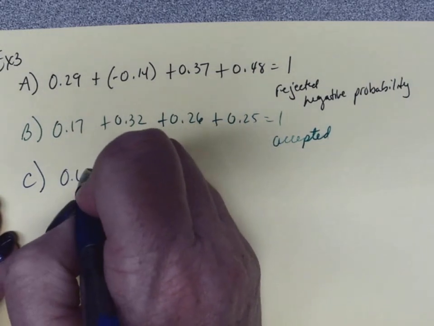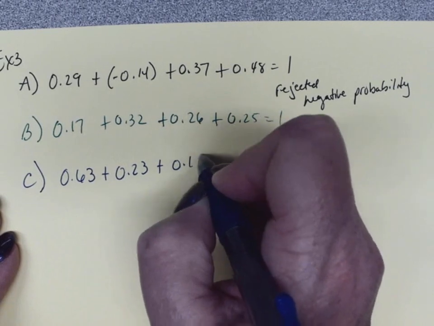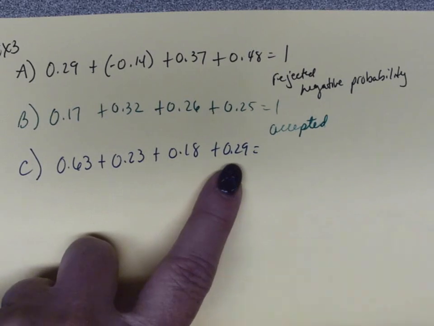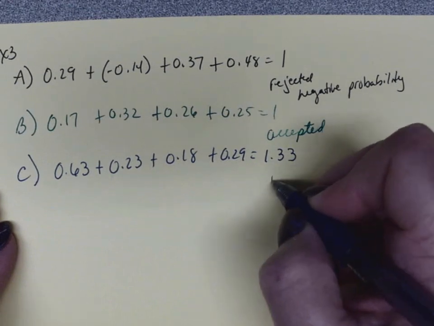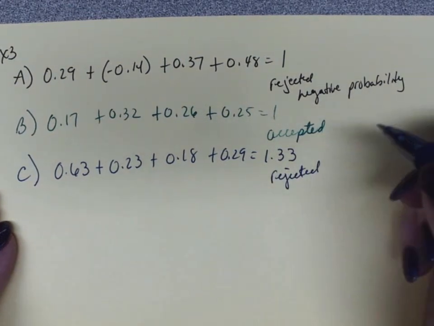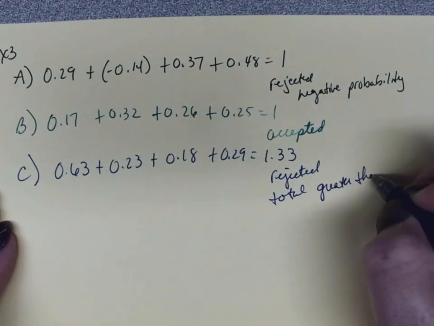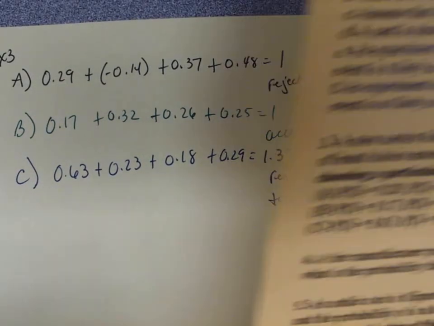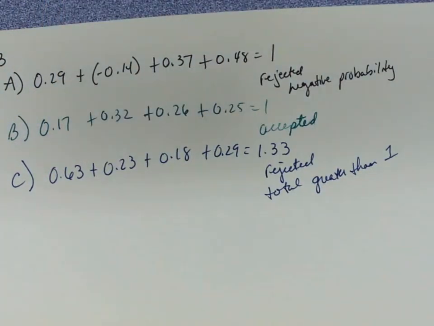All right, let's go to C. Here we have 0.63 plus 0.23 plus 0.18 plus 0.29. All of our probabilities are positive, but when we add them, we get 1.33. So this one, again, will be rejected because the total is greater than 1. Okay? So we're just adding the probability numbers in the list. All right, let's go to example 4.